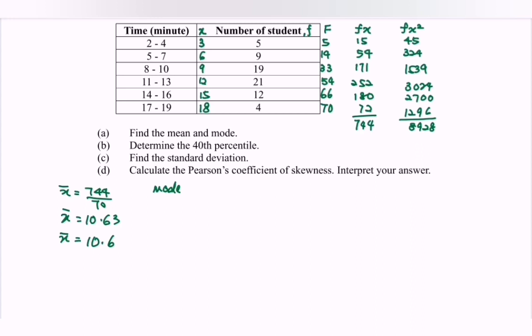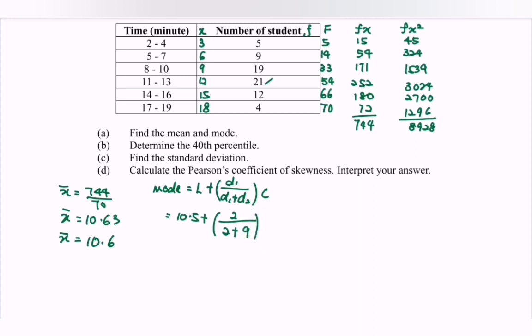For this case, the class with the highest frequency is 11 until 13. So we have the formula: lower boundary, plus the first difference over the first difference plus the second difference, multiplied by the class size. So we have the lower boundary, which is 10.5, plus the first difference. Kindly refer to the number of students, or the frequency. We have 21 minus 19, so here we have 2 over 2 plus. The second difference would be 21 minus 12, so we have 9.